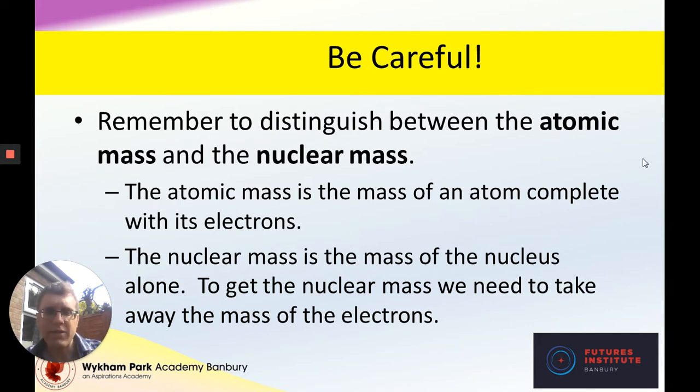So the first little caveat to be aware of is the difference between atomic mass and nuclear mass. If it's your atomic mass, we're considering the electrons. If it's the nuclear mass, then we're ignoring the electrons. Most of the time we don't care about the electrons. The mass is so tiny compared to that of the proton and the neutron. It doesn't make a blind bit of difference, but just be really aware when we're doing any questions that that's something we can look at.